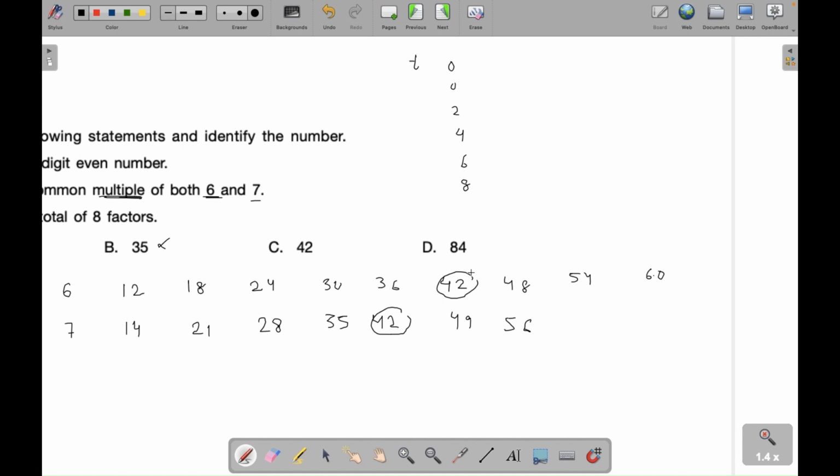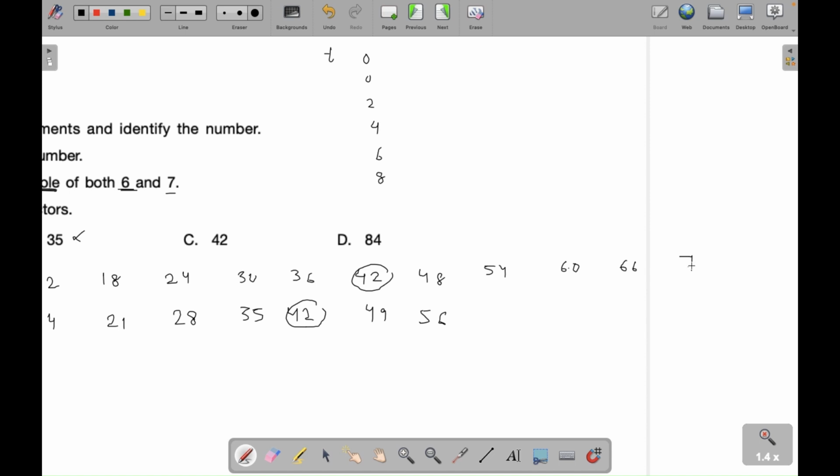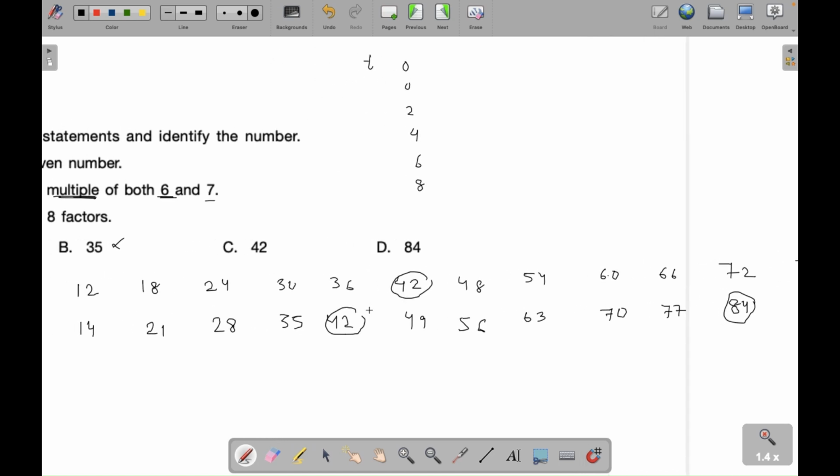So once you get one common multiple, you can just multiply it with 2. Somewhere you'll get 84 here. For example, 66, 72, 78, and then 84. Similarly, here you'll have 56, then 63, then 70, then 77. I'm just adding 7 here, then 84. So you can see 84 is another common multiple. This does not mean that 42 is the only common multiple. You can have more than one common multiple.